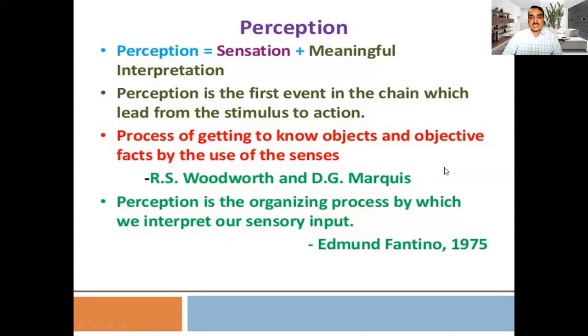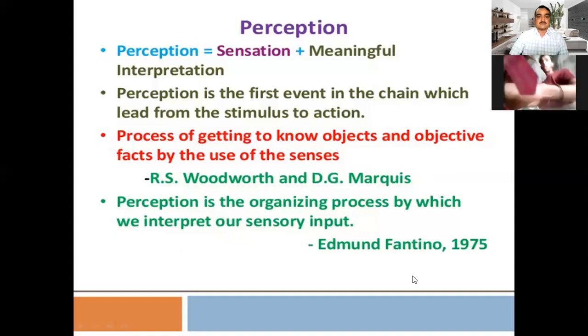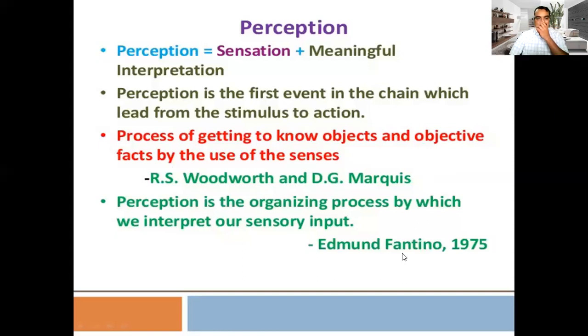Next is another important definition, given by Edmund Ventino in 1979. They say perception is the organizing process by which we interpret our sensory input. It is a process where we organize, and what we organize is the information we get through the eyes, the ears, the tongue, the skin, and the nose.